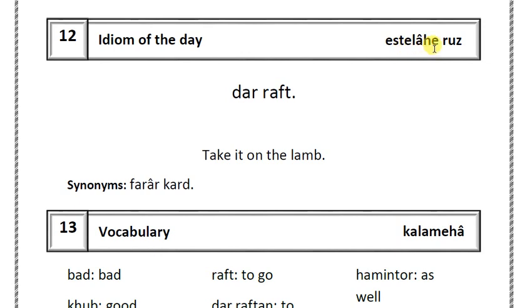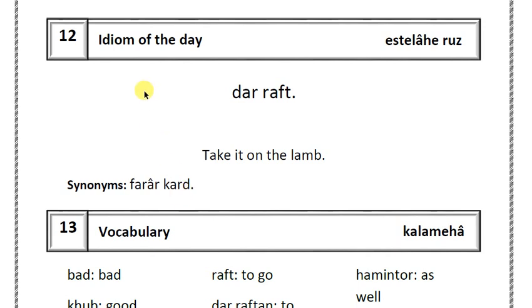اصطلاح means idiom. اصطلاح روز, روز means day. اصطلاح روز means idiom of the day. در رفت. Dar means door, raft means went. The door went. But it is an idiom. It just means that someone escaped, taking it on the lam, as we say in English. Dar raft, then the synonym is farar kard, escape.